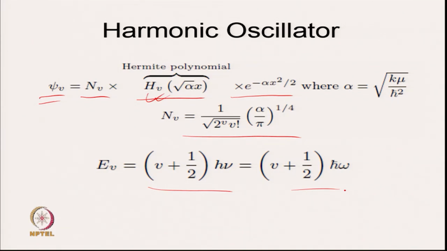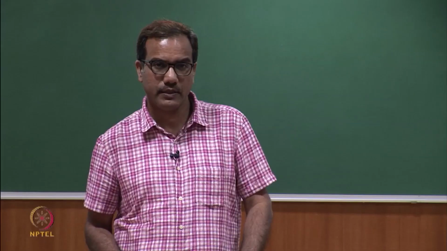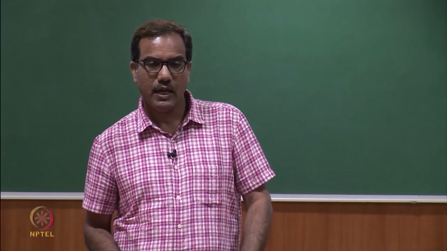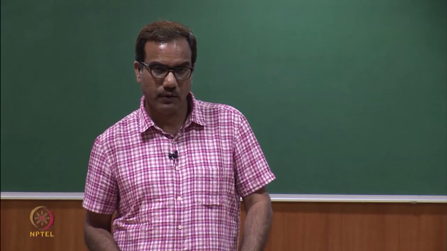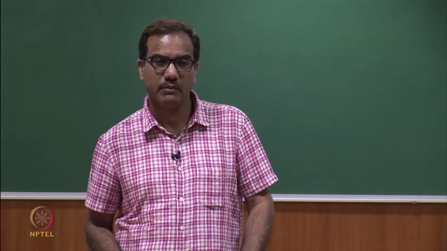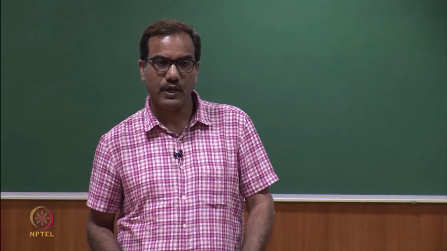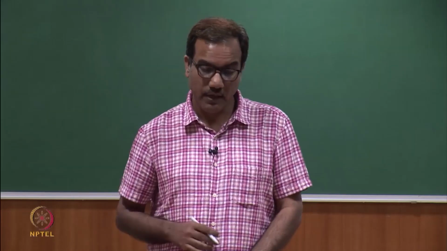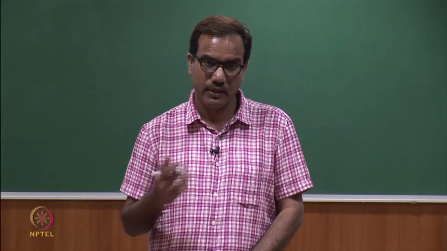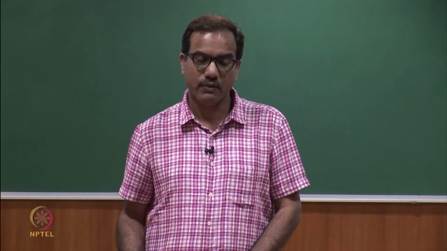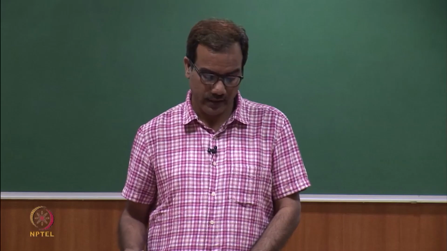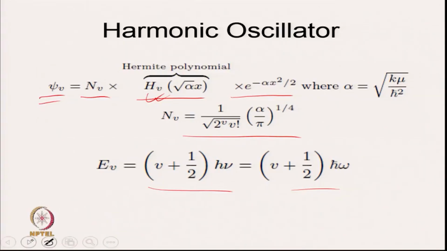So, for different values of V there will be different solutions, but those solutions are related to the Hermite polynomial, and the energy for those vibrational levels can be given by V plus half h nu. And V is your vibrational quantum number, and again you can see that since we can only take integer values, the energy of vibrational levels is quantized.